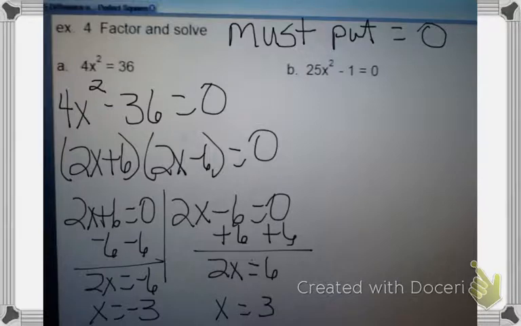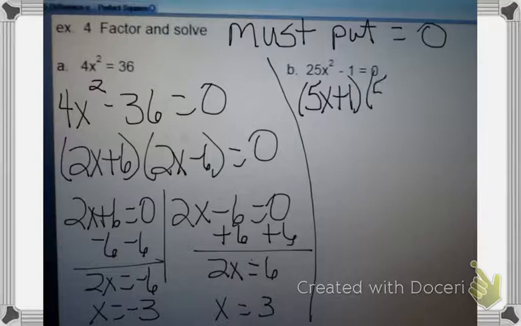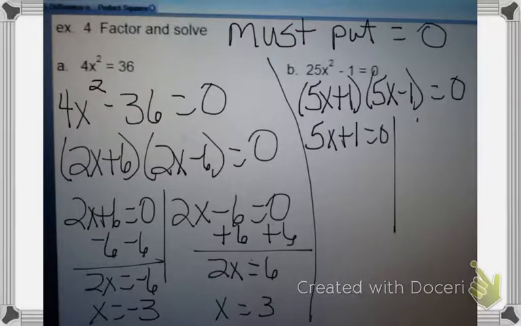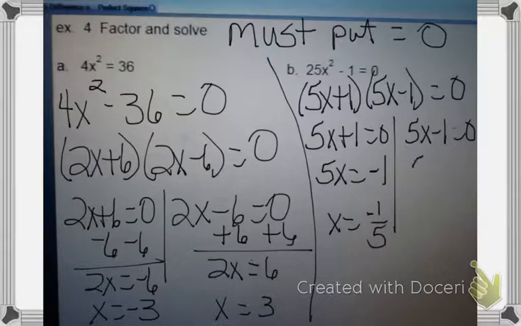Okay, example B. That is a perfect square. 1 throws people off. 1 is a perfect square. 1 times 1. So that's 5x plus 1 times 5x minus 1. So 5x plus 1 is equal to 0, and 5x minus 1 is equal to 0. Subtract 1 on both sides. Divide by 5, so x is equal to negative 1/5. Second equation, add 1, divide by 5, so x is equal to positive 1/5.